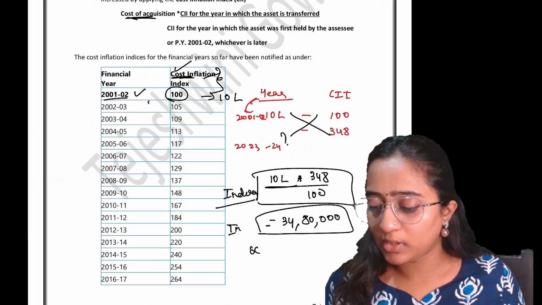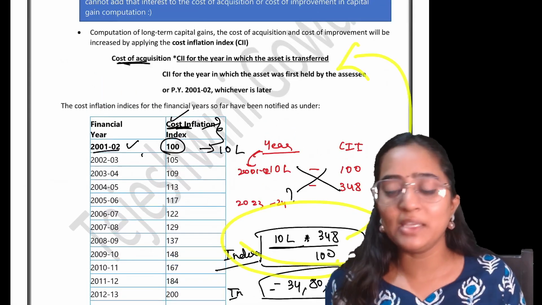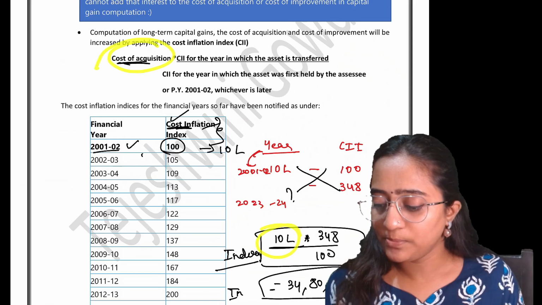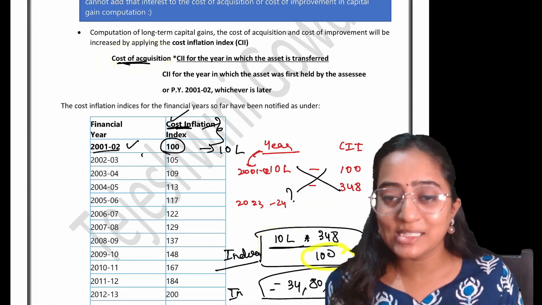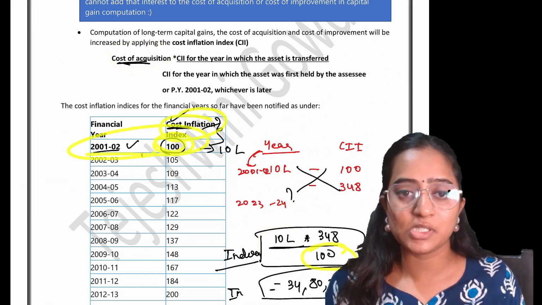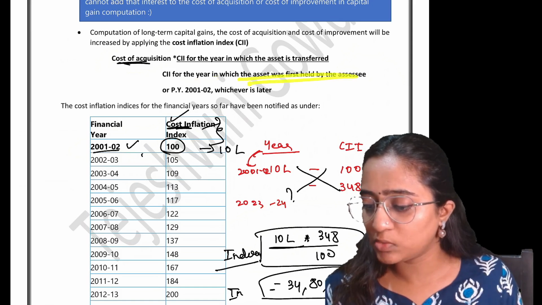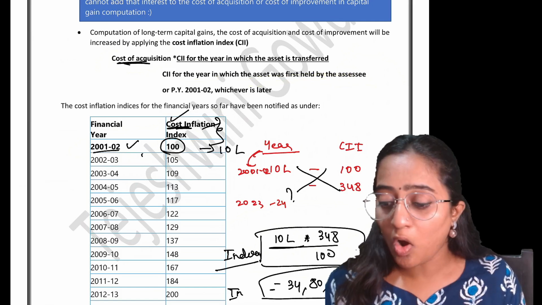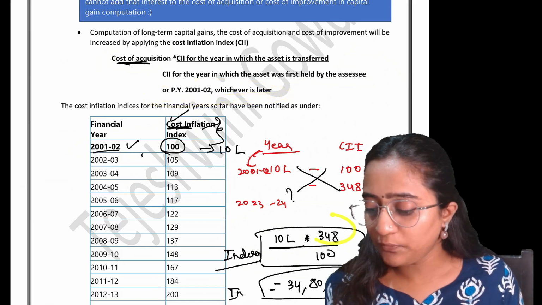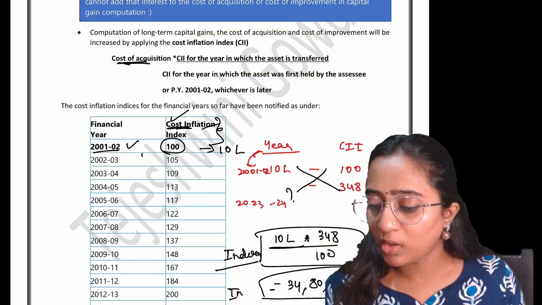If you have understood this point, whatever we are going to consider here is the same thing being done in the form of a formula. Say 10 lakh rupees was your cost of acquisition. 100 was the CII of the year of purchase. If you remember, the year of purchase is 2001-02. CII of the year of purchase, that is when the asset was first held, or 2001-02, whichever is later. I'll come back to this point. 348 is the CII of the year of transfer. Clear?